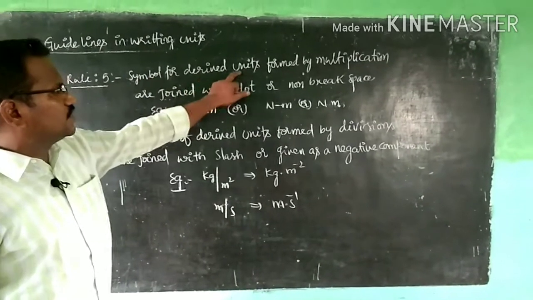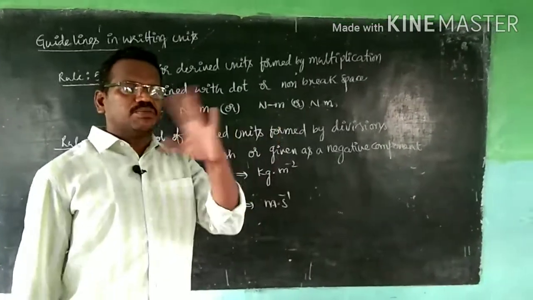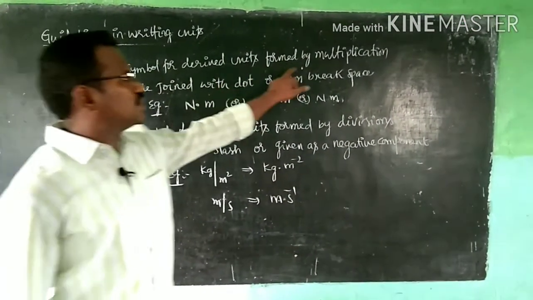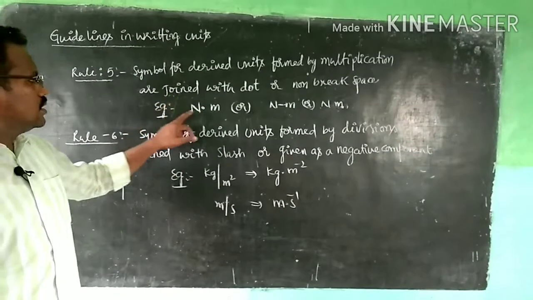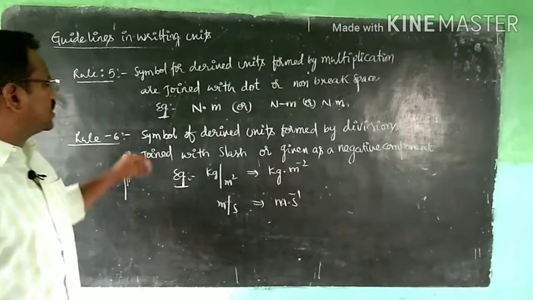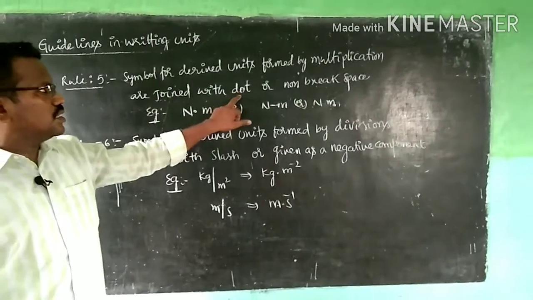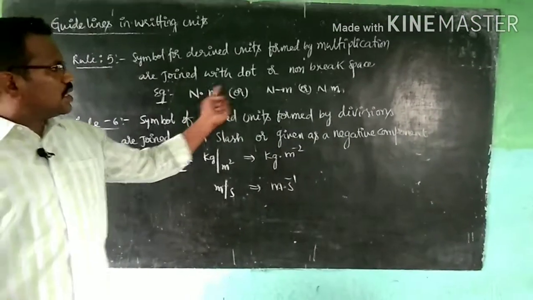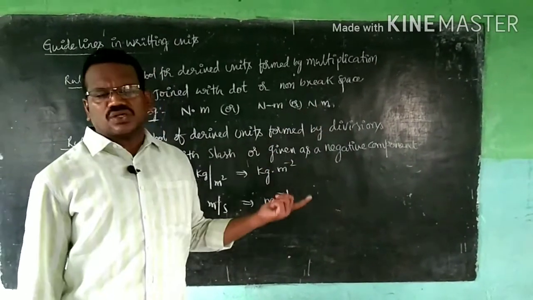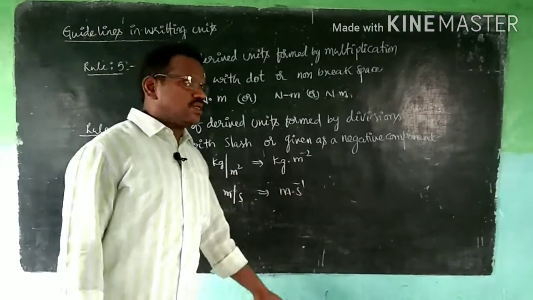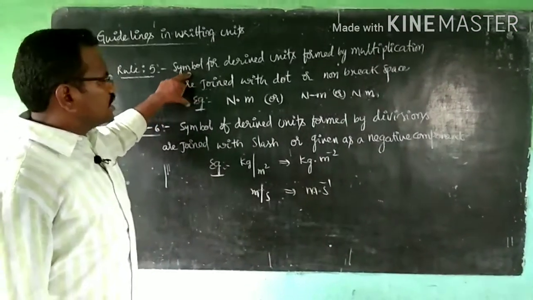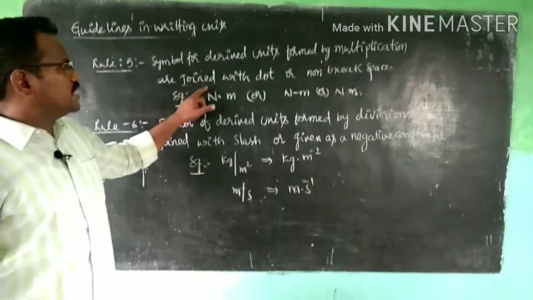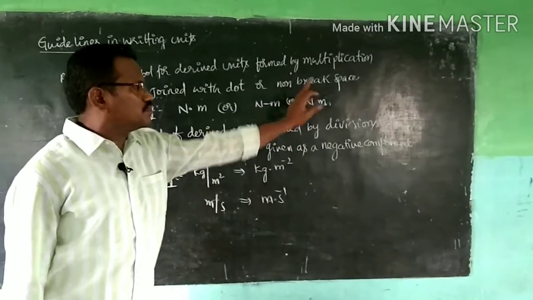Symbols for the derived units. These are all derived units, meaning they depend on the fundamental units. Symbols for the derived units formed by multiplication. Here Newton into meter is nothing but multiplication, joined with a dot or non-break space. Here the dot is there, or otherwise a non-break space. If there is no dot, we can use a hyphen also. Symbols for derived units formed by multiplication are joined with a dot or a non-break space.